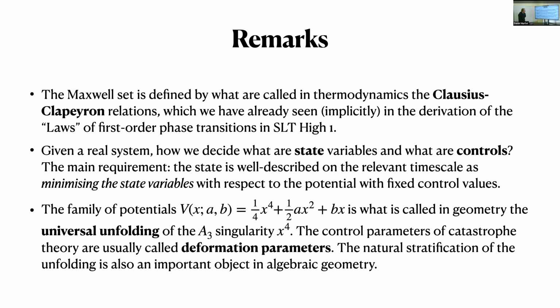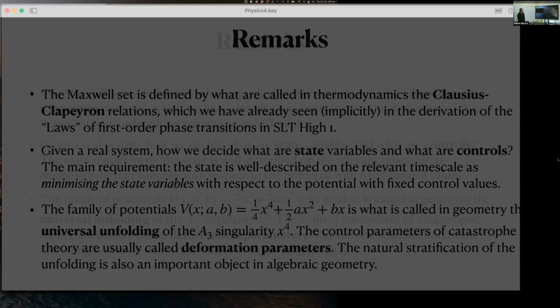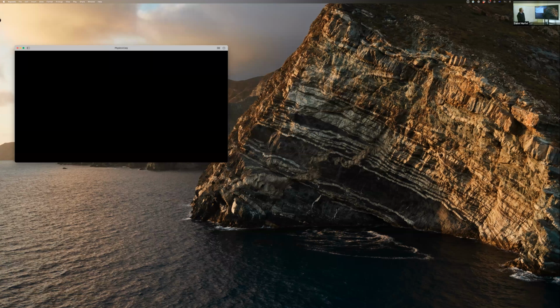Yeah, in geometry land, you wouldn't say control space, you would say unfolding, or universal unfolding, or miniversal unfolding. And the control parameters would be called deformation parameters. But under these names, these objects are also very important in singularity theory. Okay, that's it. Thank you.